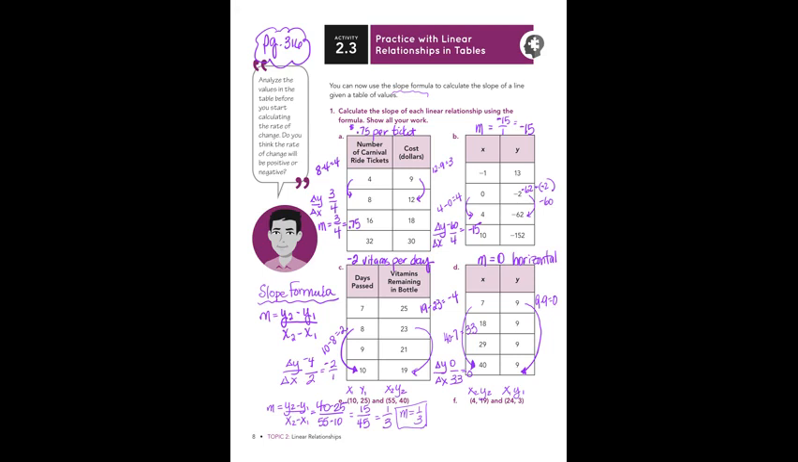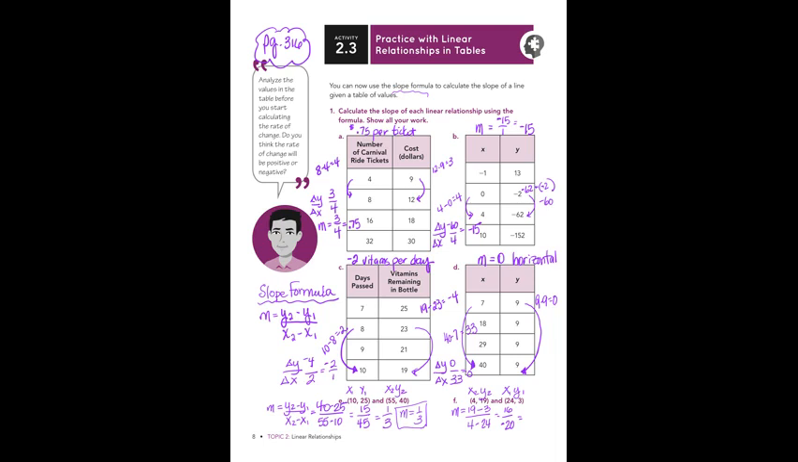This time I switched them around. I said, this is my second point, this is my first point. So I will say m is y2, which was 19, minus y1, over x2 minus x1. And I get 19 minus 3 is 16. 4 minus 24 is a negative 20.